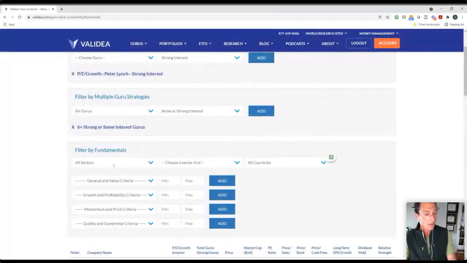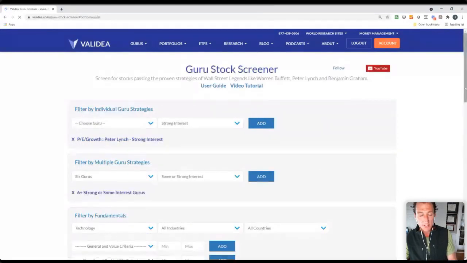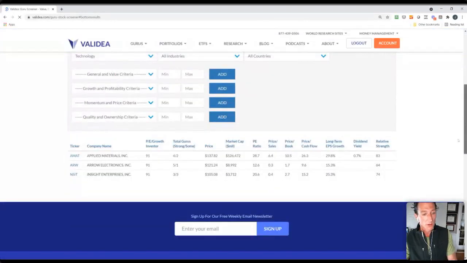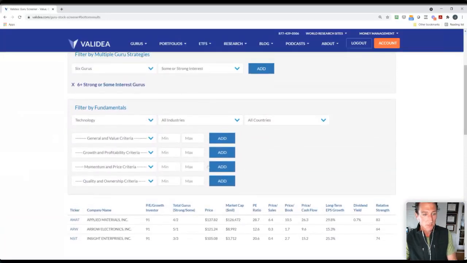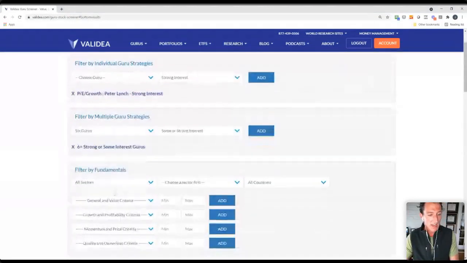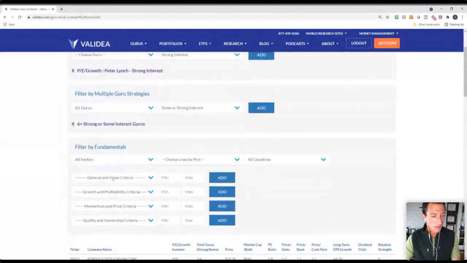Then if we want, we can concentrate on a specific sector. If we want to see just the technology stocks in here, if we have a tech orientation, there's a few: Applied Materials, Aero Electronics, Insight Enterprises. Or if we come back up to all sectors, maybe we have a bias towards dividend paying stocks. So you can add in a dividend yield of a minimum of, let's say, we'll just say 2%.